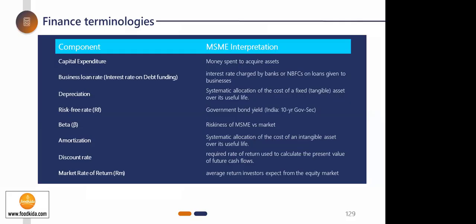Then discount rate. What is it? The required rate of return used to calculate the present value of future cash flows. Just keep this simple: today's 1 rupee will not be 1 rupee after 1 year. If I take 7% of inflation rate, what will today's 1 rupee be after 1 year? 70 paise.